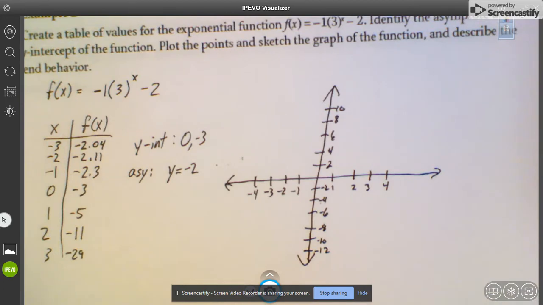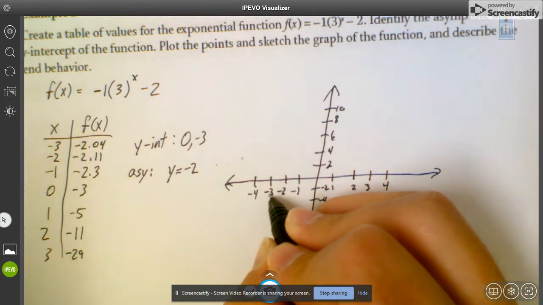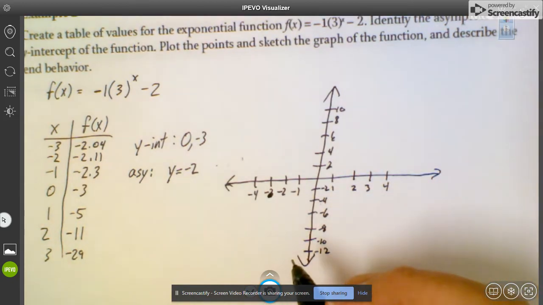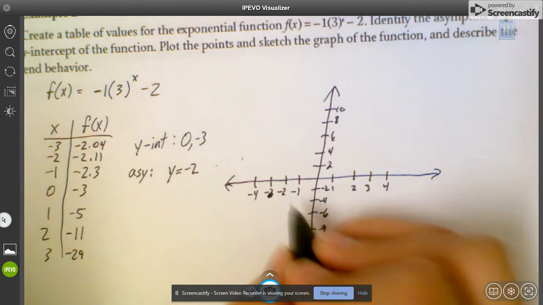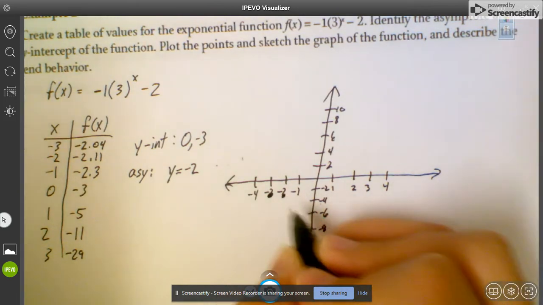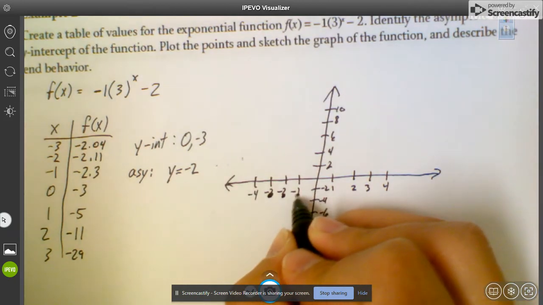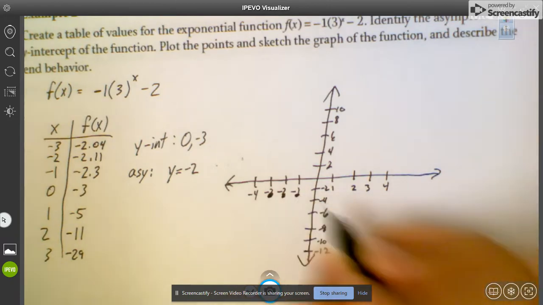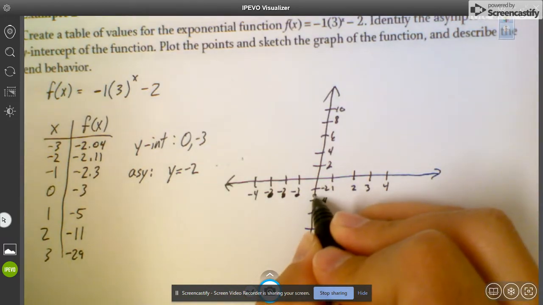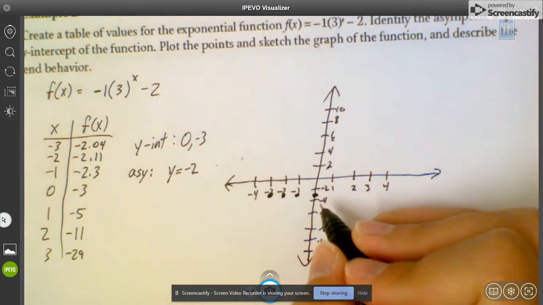All right, so -3, -2.03. So that's going to be just below the -2. Okay. -2, -2.11. A little bit lower. Okay. -2.3 at -1. Still, we're basically not going down at all, hardly. 0, -3. Since I was counting by 2s, that's going to be halfway between -2 and -4.